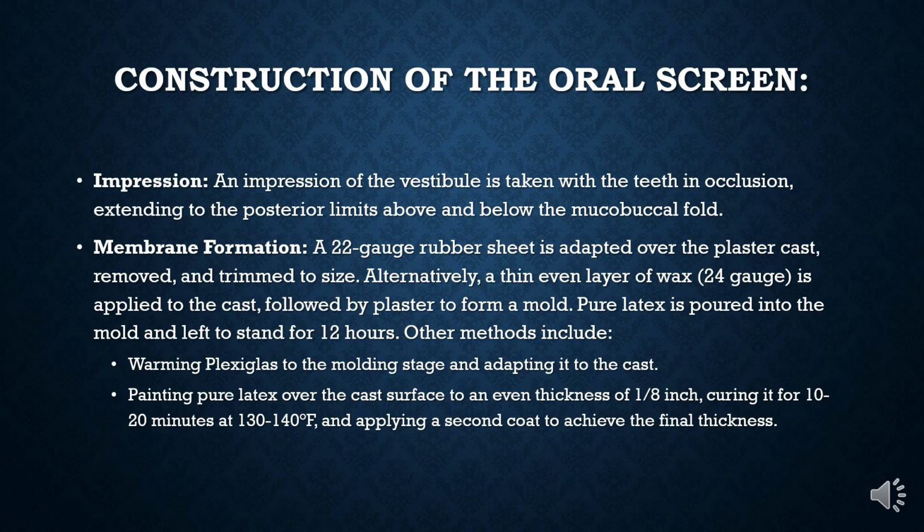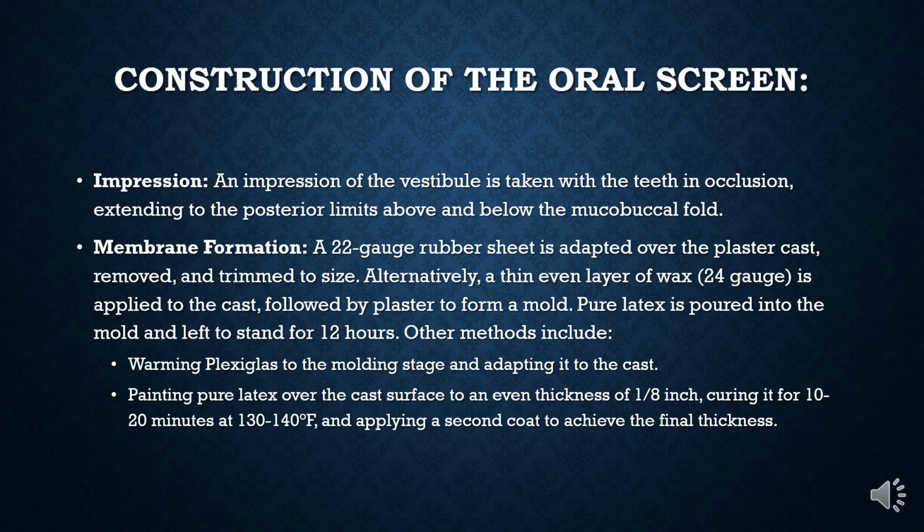Construction of the oral screen. First, an impression of the vestibule is taken with the teeth in occlusion, extending to the posterior limits above and below the mucobuccal fold. Then, membrane formation. A 22-gauge rubber sheet is adapted over the plaster cast. It is removed and trimmed to size.